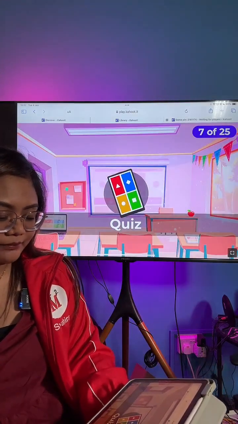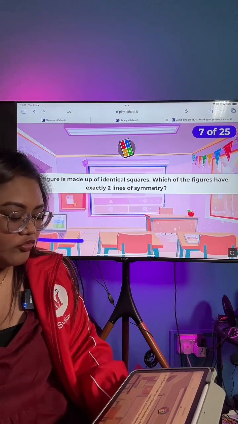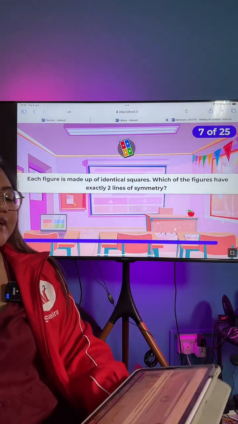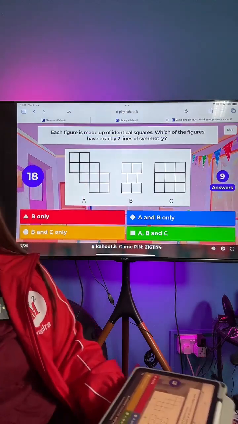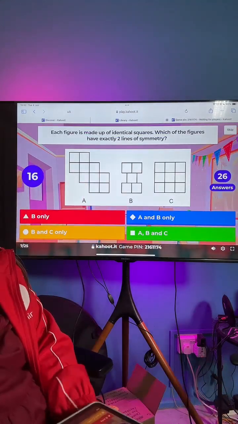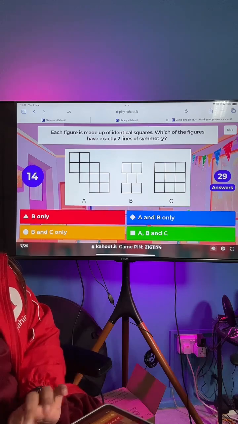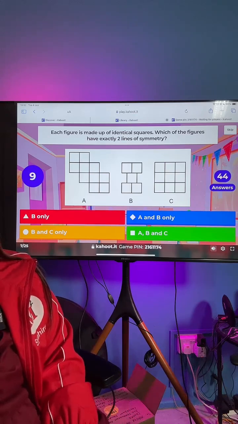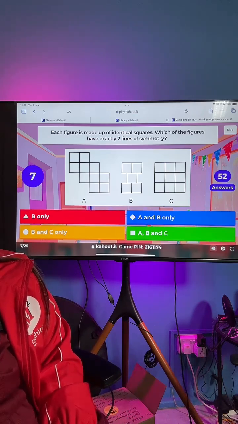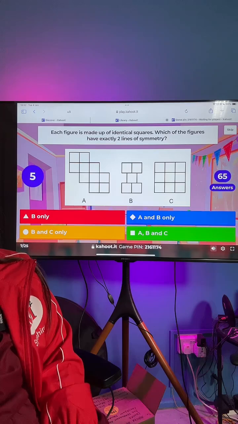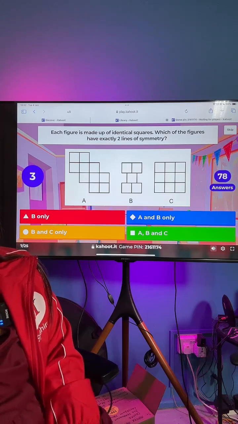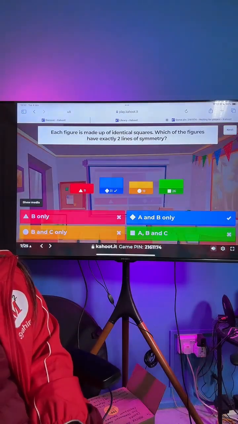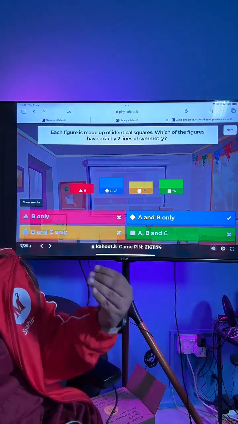Okay, question number 4 now. I want the figures that have exactly 2 lines of symmetry. Exactly 2 lines of symmetry. Okay, exactly 2. Let's go. Alright, last second. Some of you didn't have enough time. This one must be done very fast.